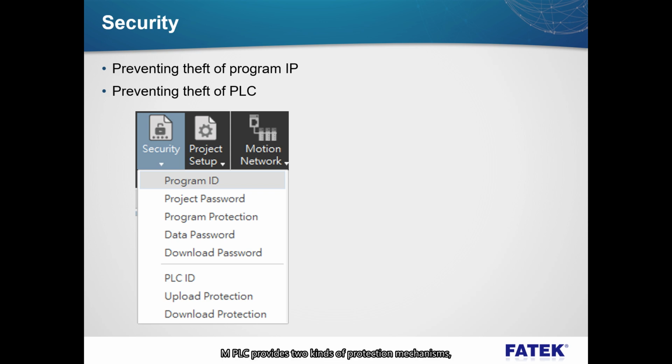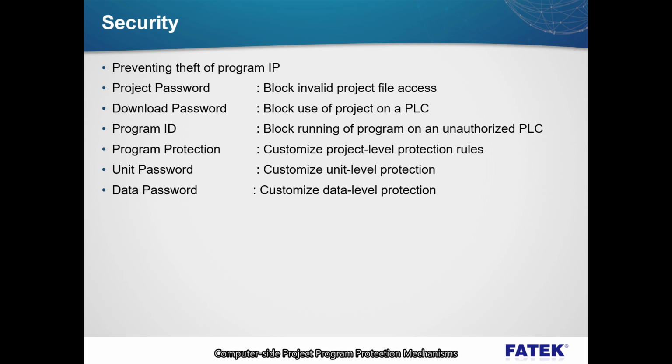MPLC provides two kinds of protection mechanisms, which serves to protect different IP. Protection of software project. Protection of PLC project. Computer-side project program protection mechanisms. Project password. Block invalid project file access. Download password. Block use of project on a PLC.